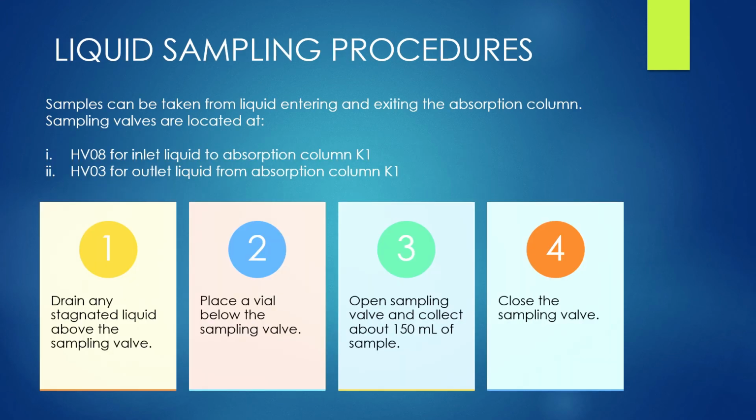Liquid sampling procedure. Samples can be taken from liquid entering and exiting the absorption column. Sampling valves are located at HV08 for inlet liquid to absorption column K1, and HV03 for outlet liquid from absorption column K1. Steps: First, drain any stagnated liquid above the sampling valve. Second, place a vial below the sampling valve. Third, open the sampling valve and collect about 150 ml of sample. Lastly, close the sampling valve.